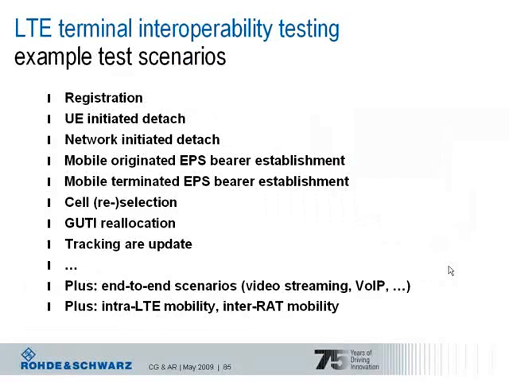Let's have a look at some example test scenarios for IoT. These could be basic procedures like registration, UE-initiated detach, network-initiated detach, EPS bearer establishment, mobile originated or terminated, cell reselection, reallocation procedures, for example of identities like the GUTI, tracking area update, plus end-to-end scenarios with video streaming and voice over IP, plus mobility scenarios inside LTE or also including inter-RAT cases, 2G and 3G as well.